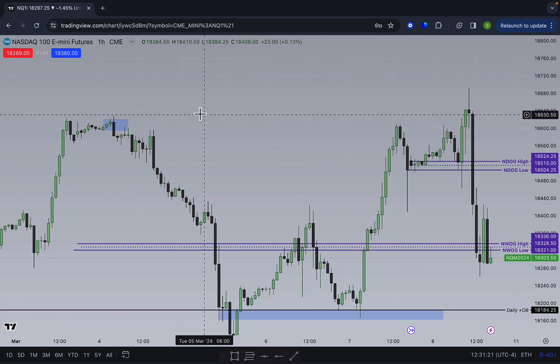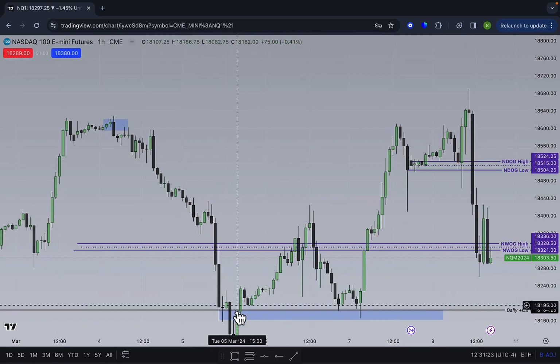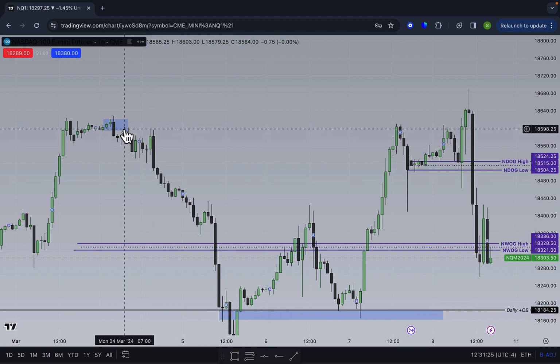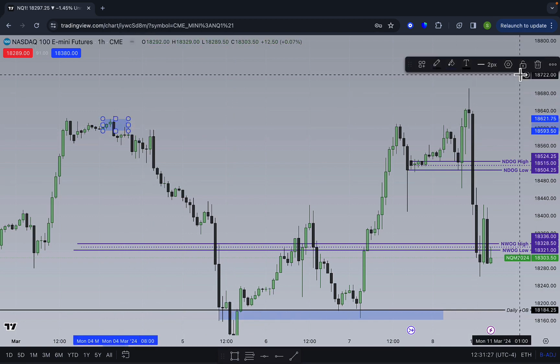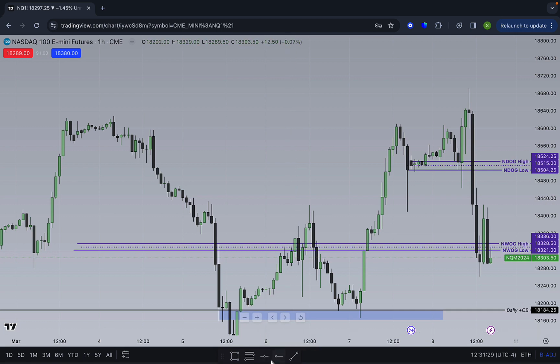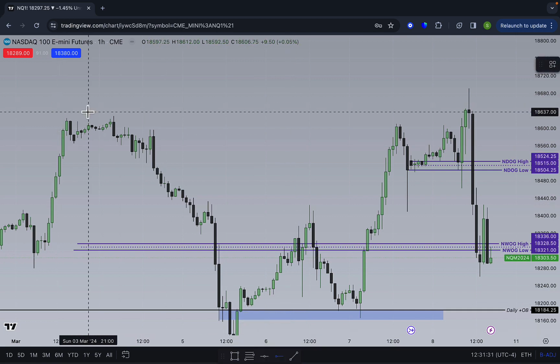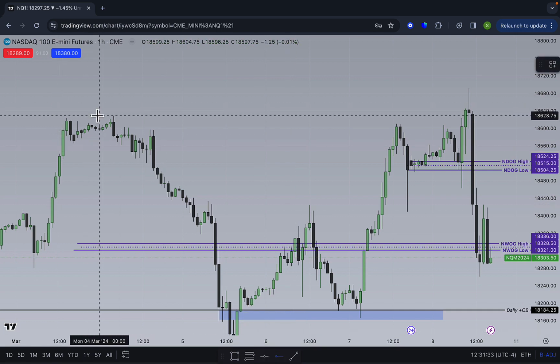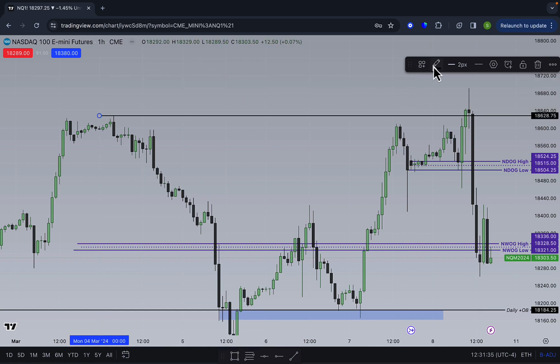We try to get up here, but it just doesn't quite get it. They decide to save it for Friday for us. But here would be our buy side liquidity. Go ahead and make that a little blue.